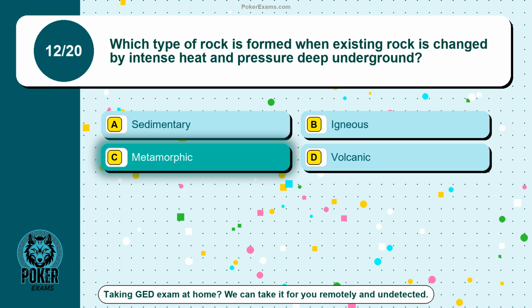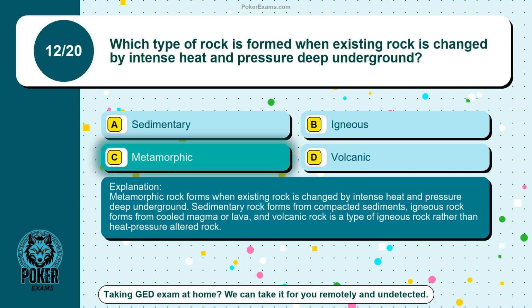The correct answer is option C. Metamorphic. Metamorphic rock forms when existing rock is changed by intense heat and pressure deep underground. Sedimentary rock forms from compacted sediments, igneous rock forms from cooled magma or lava, and volcanic rock is a type of igneous rock rather than heat and pressure altered rock.